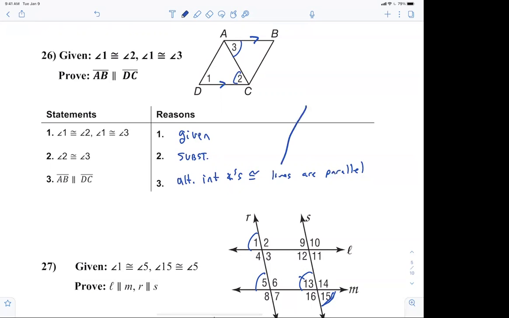This right here is referred to as the converse of the alternate interior angle theorem. Would I expect you to know that? Do I care? No, you don't have to write the converse of the alternate interior angle theorem. To me, it's easier just to say if alternate interior angles are congruent, then the lines are parallel. Everybody with me on that?